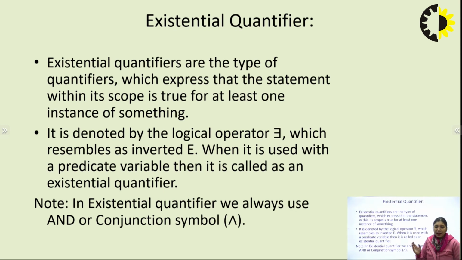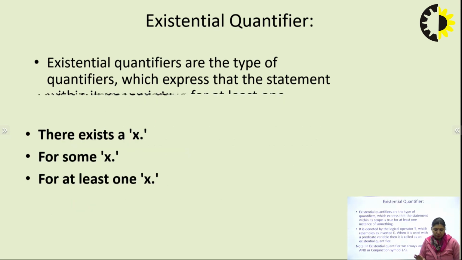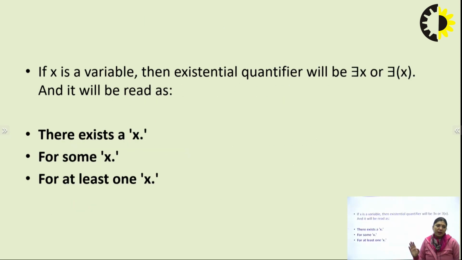ठीक है बेटा. And remember, an important point mentioned here is that we will always use the and, or the conjunction symbol, whenever we will have the existential quantifiers. हमने universal quantifier में implication को use किया था. Existential quantifier में we are using the and symbol or the conjunction symbol. Okay, clear to everyone?